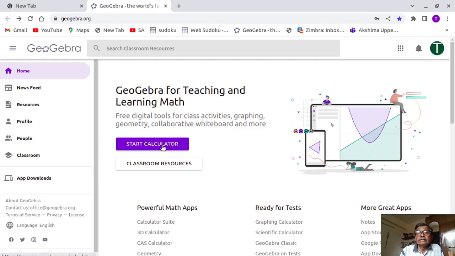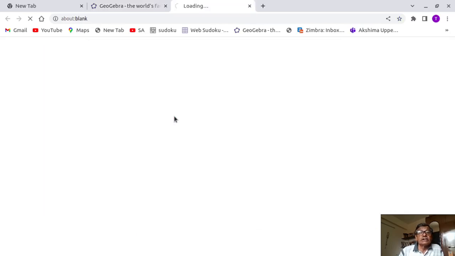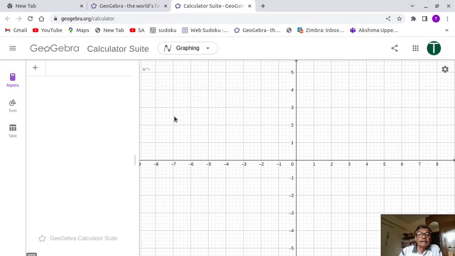So come to this, and as usual I prefer this mode of GeoGebra because simple syntax typing will give you a result directly, and it will be very fast to work in this mode. So start calculator mode, and then once you go there, you write the function we have seen.